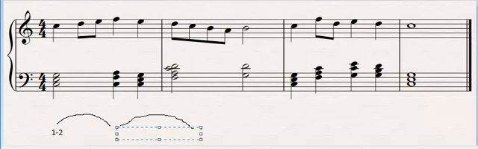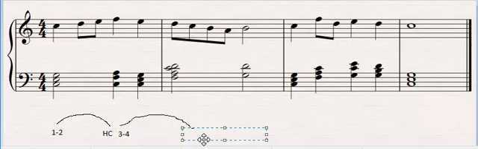And this one comes from 3 to 4. And then at the other side we just say what kind of cadence ends the phrase. So we've decided that this is a half cadence, and this one is a PAC. Okay, so far so good. So you could draw those two phrase markings.